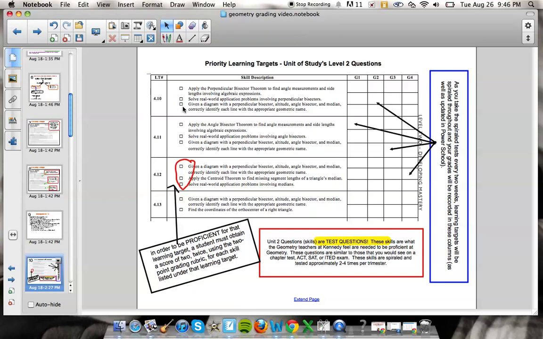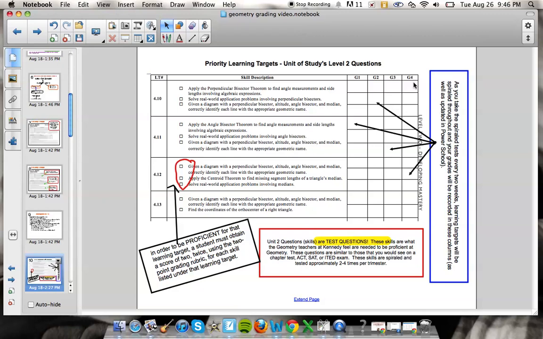So for example, for this learning target, there are 3 things under that learning target that we feel are very important in geometry or to be successful in geometry. So as you take the spiral tests, we are going to continue to have questions on all 3 of those skills on these tests, and they will receive a score for that question. And we will use a rubric to score each one of those questions, and their score will be listed as the number of times that we test over it.